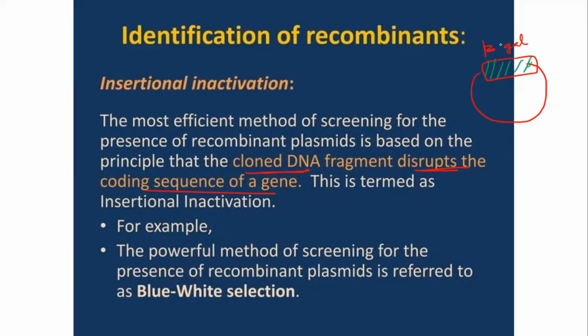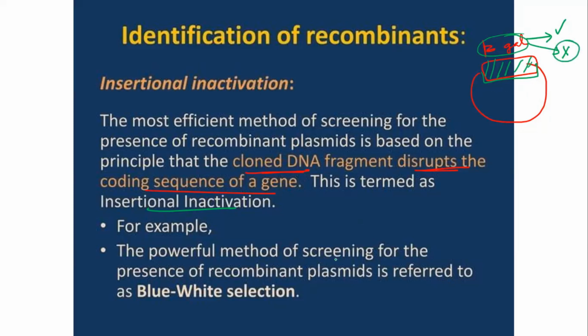So what will happen? The expression of this particular gene will get interrupted, and that is called insertional inactivation. So if this particular gene is expressing, that means this is not a successful transformation. The gene of interest is not completely inserted into the plasmid. If this gene is not expressing, that means this beta-gal gene which was originally present on this plasmid got interrupted. That is insertional inactivation. They got inactivated. This means they are not expressing.